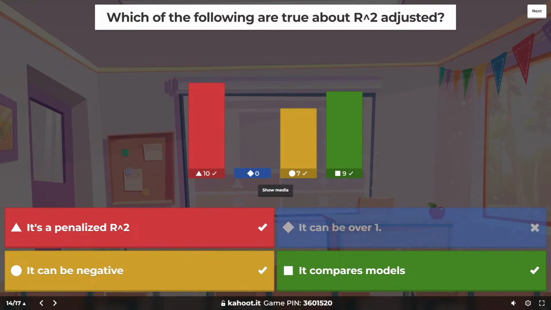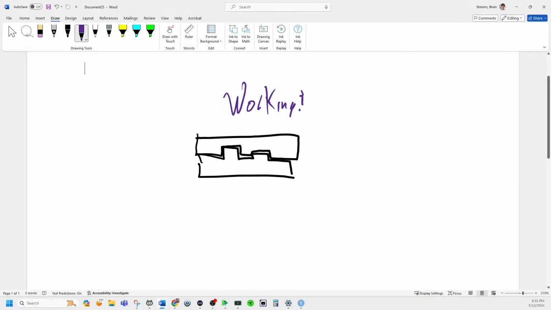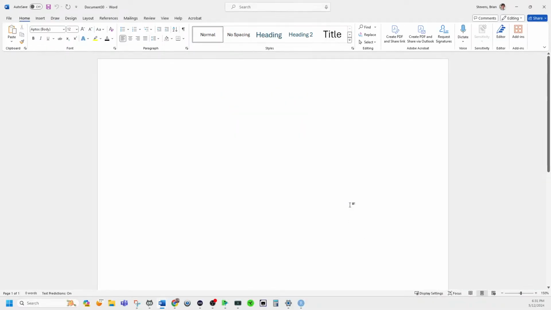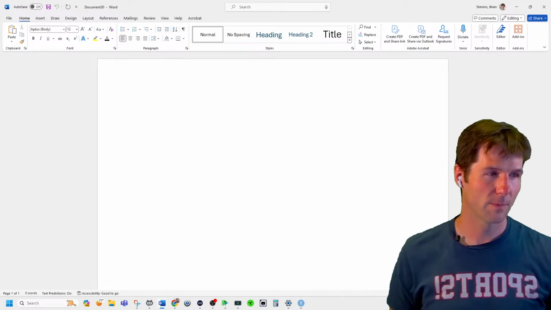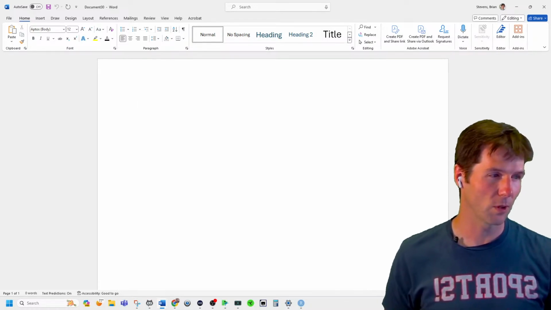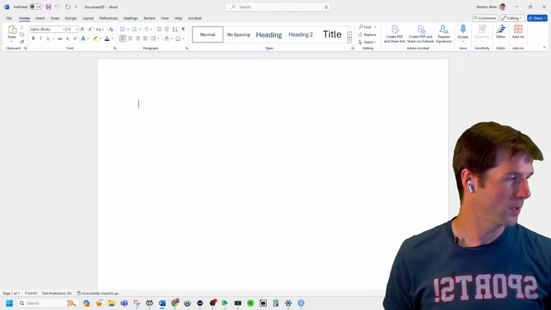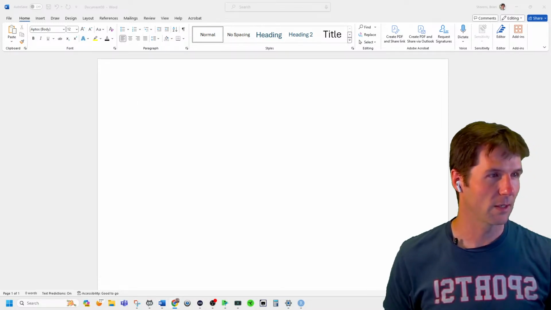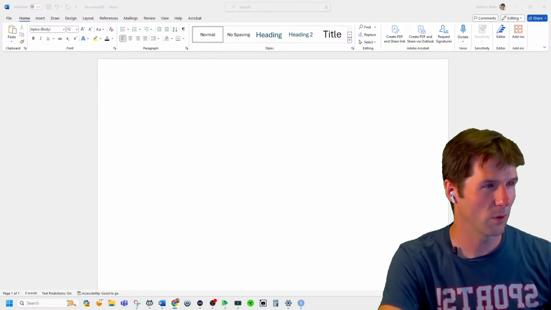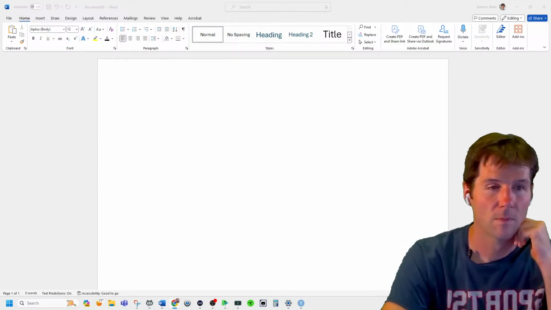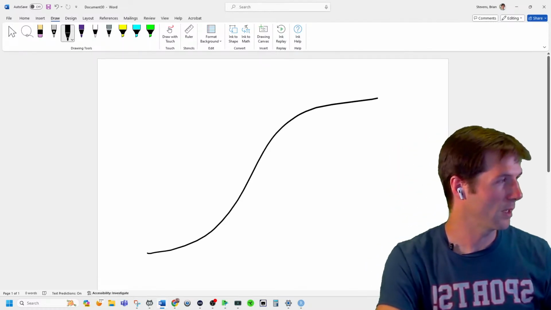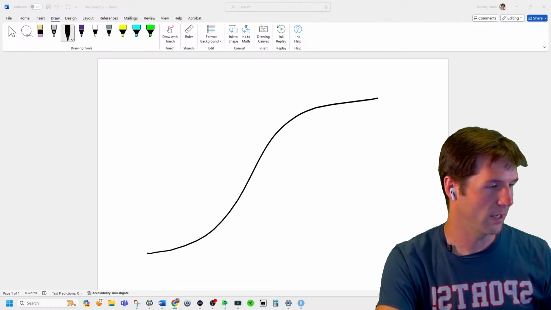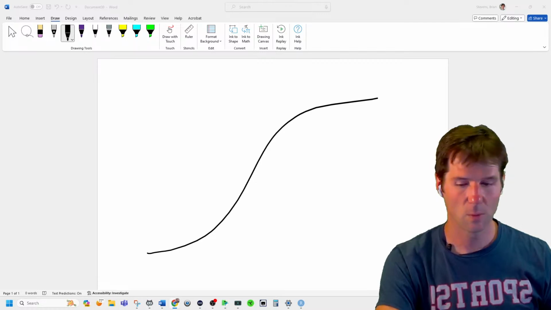And when we think about the sigmoidal curve, what does the sigmoidal curve look like? It looks like an S. The sigmoidal curve looks like an S.